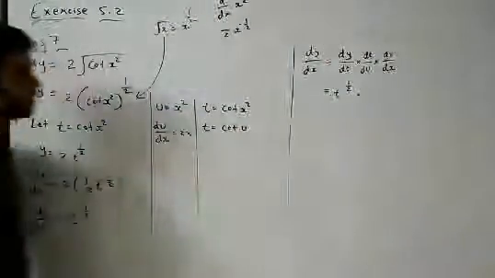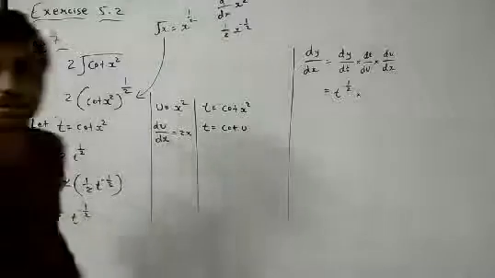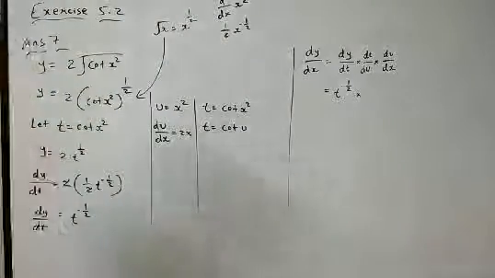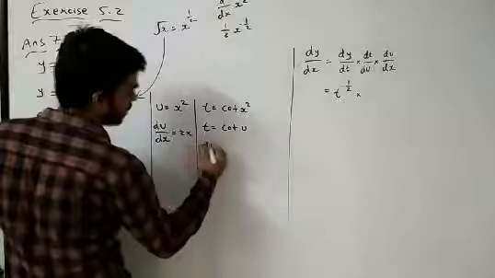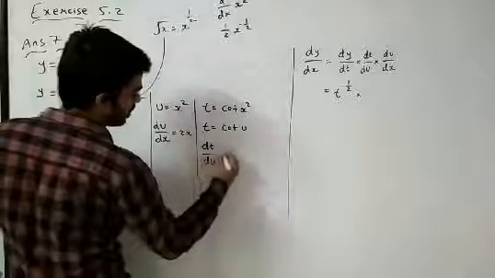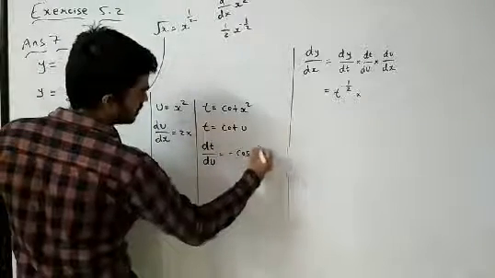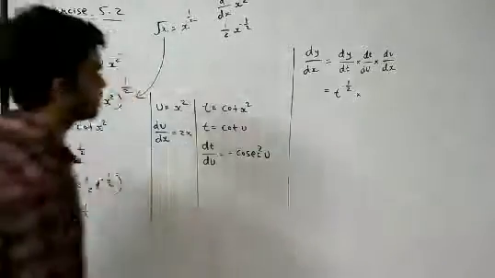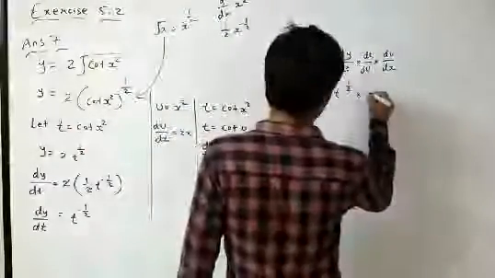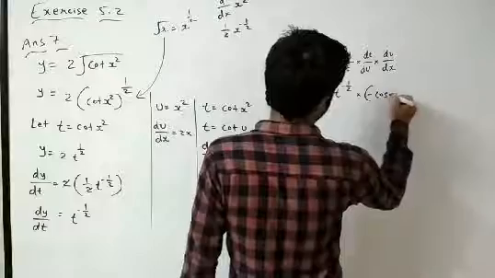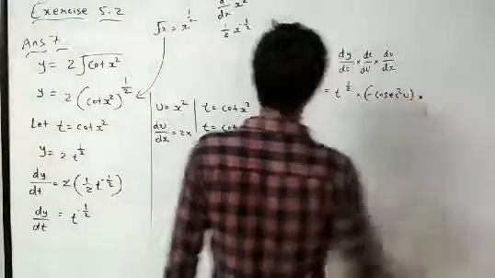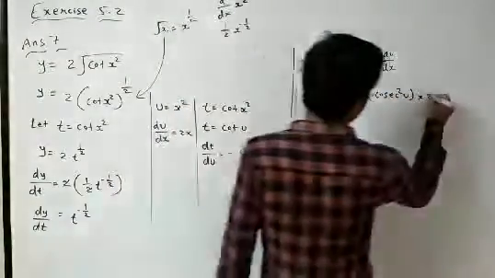So t is cot u. Now, derivative of cot: what is the derivative of cot? Minus cosec square. So dt by du is minus cosec square u. So we will write here minus cosec square u into du by dx. du by dx we have 2x.